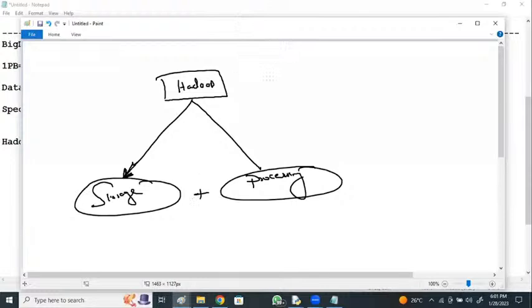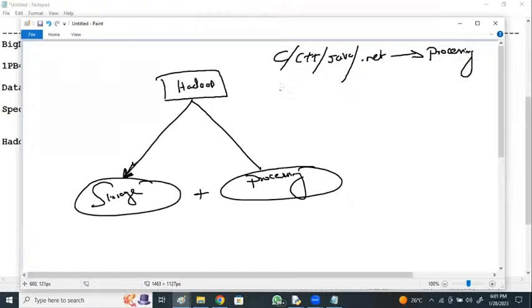If you talk about any technology, they perform either storage or processing. If you talk about C or C++ or Java, .NET, all these are meant for processing. And if you talk about Oracle, MySQL, DB2, all this is meant for storage. They are meant for either storage or processing, but Hadoop performs both storage and processing.